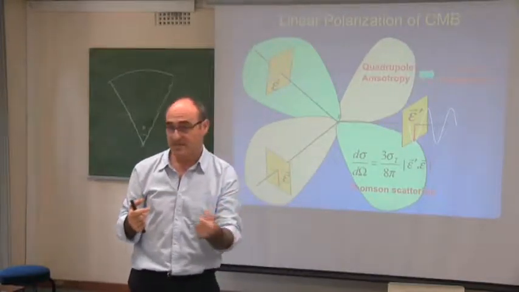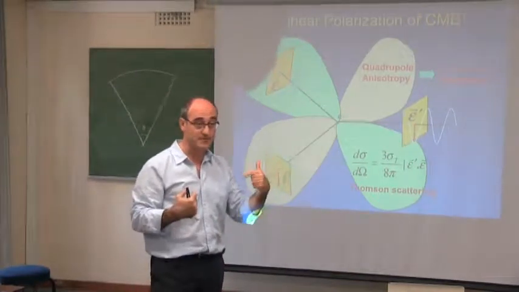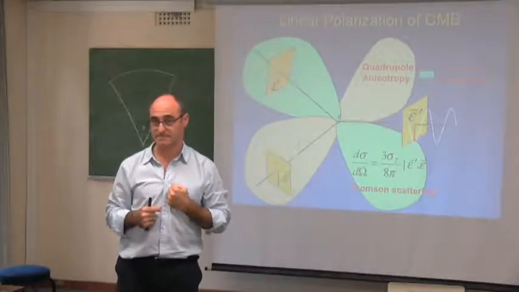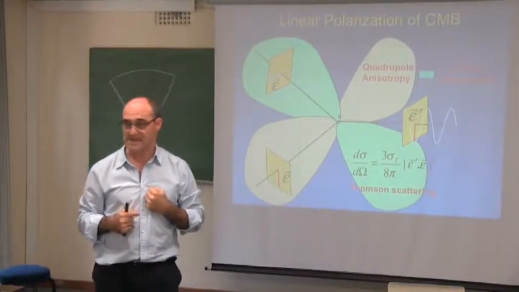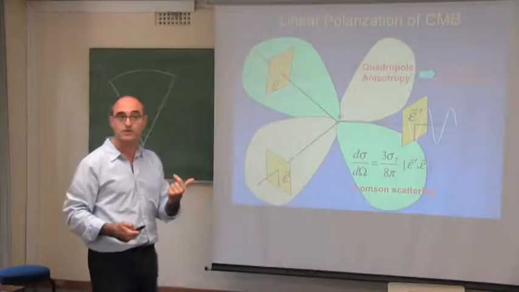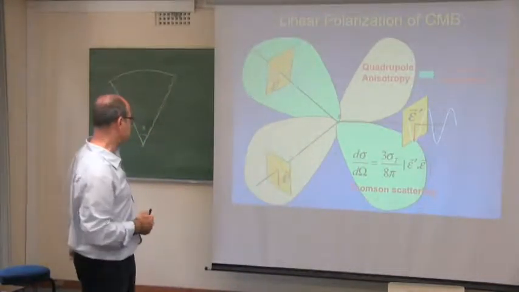This small linear polarization, of the order of 10%, is what makes the amplitude of the gradient and the curl polarization so much smaller than the amplitude of the temperature on its own. That's in general the reason why it is so difficult to measure the polarization of the CMB, not only the gradient, but also the curl.